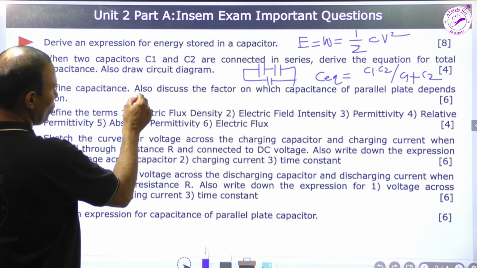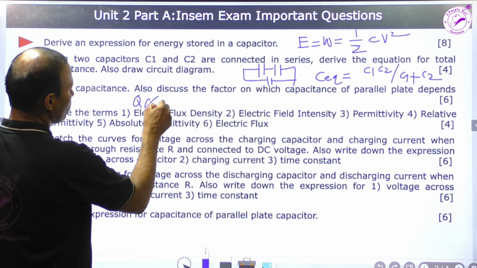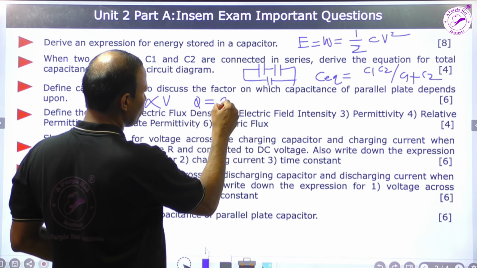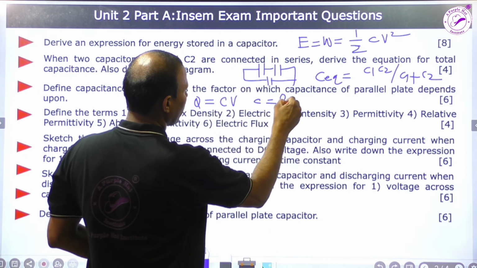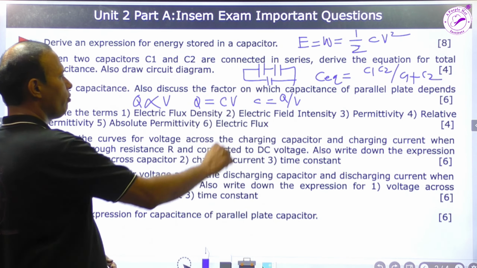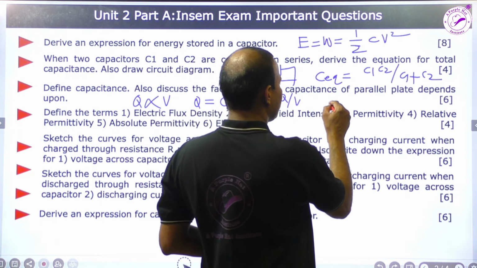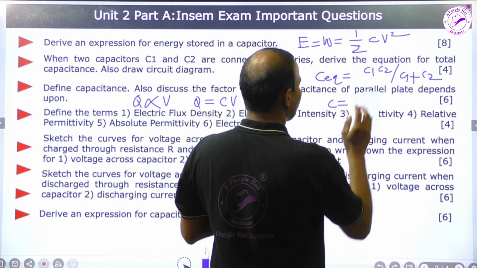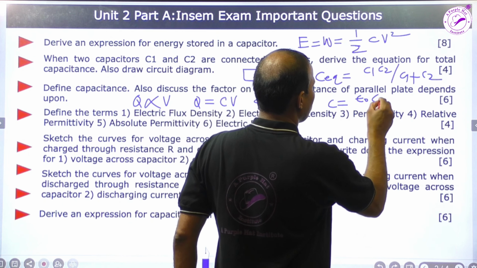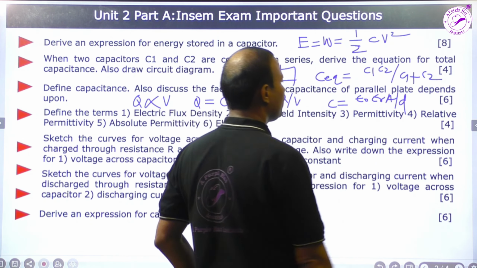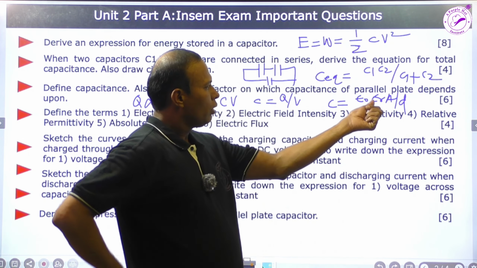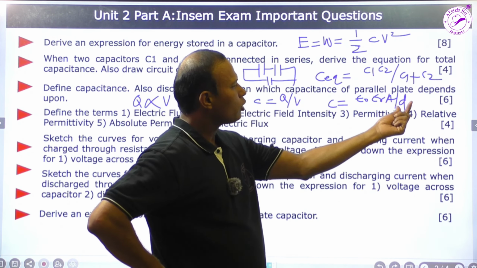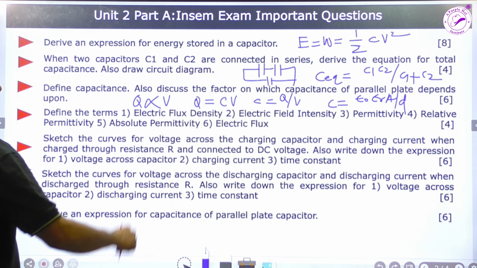Define capacitance. We know charge in a capacitor is always proportional to voltage, and the proportionality constant is called capacitance. So charge is equal to C times V, and C is equal to charge by V. So you can define this. And for parallel plate, capacitance is equal to epsilon 0 epsilon R A by D. This is capacitance for parallel plate, depends on permittivity, area of cross section of metal plate, and the distance between two plates of a capacitor.